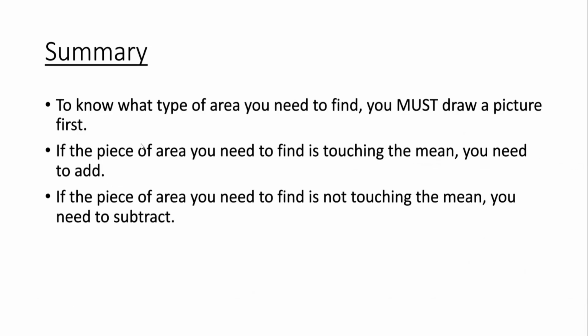So to summarize what we talked about here, to know what type of area you need to find, you must draw a picture first, and you're required to draw a picture for these problems, even if you're using a calculator, which we'll get into later. After you draw your picture, you can figure out what type of area it is. Once you know what type of piece of area you're looking for, if the piece of area is touching the mean, you need to add. If the piece of area you need to find is not touching the mean, you need to subtract.